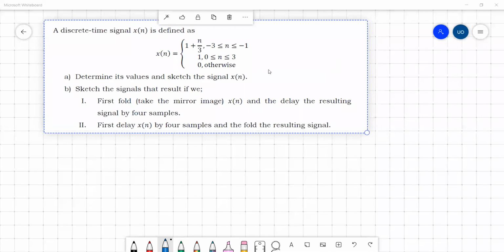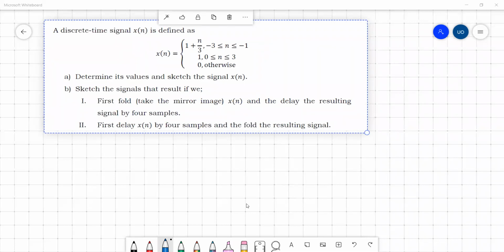Okay, so I selected a couple of questions from the mid-semester exam and the final exam for the previous batch, covering some concepts related to DSP and the chapters we covered. The first one is this. This is part of the first question that appeared in the mid-semester exam.